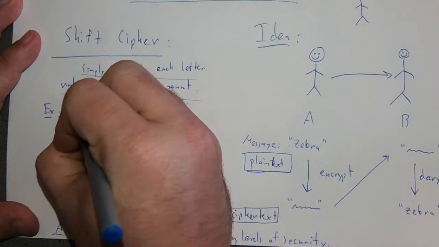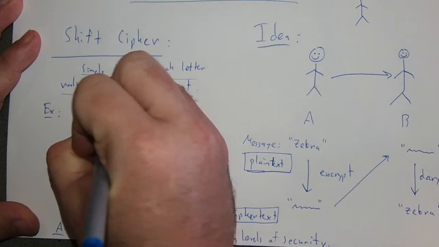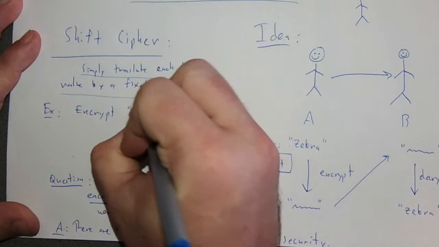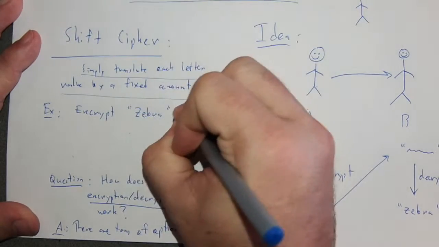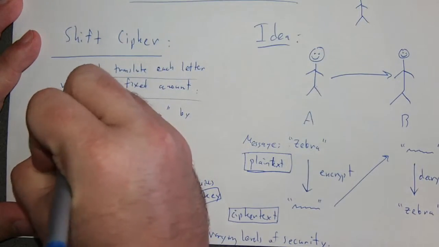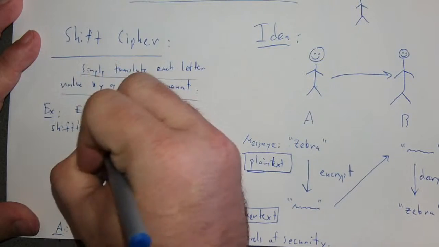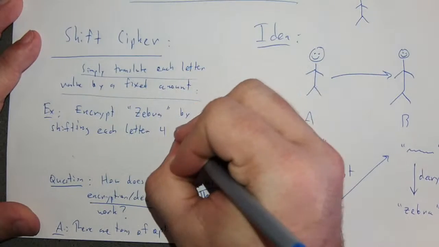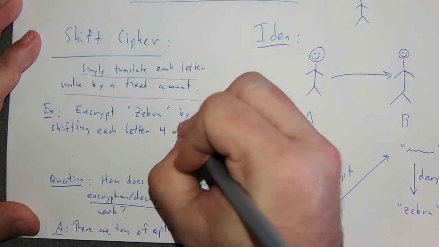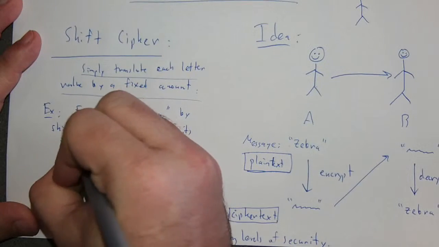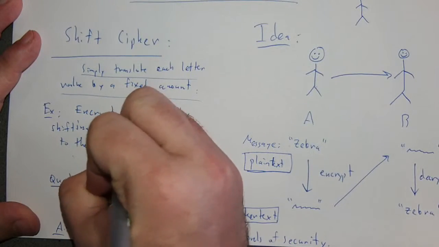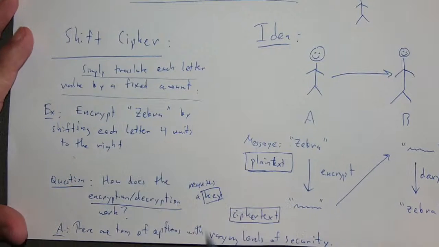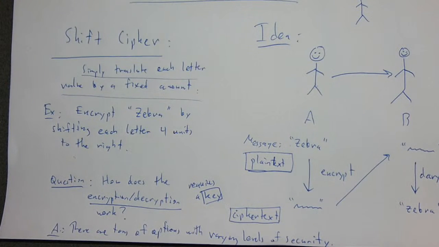So for instance, example: Encrypt Zebra by shifting each letter 4 units to the right. Okay, what do I mean 4 units to the right? I'm thinking of writing my alphabet A to Z from left to right. So shifting 4 units to the right.